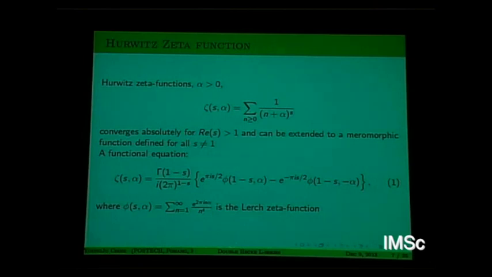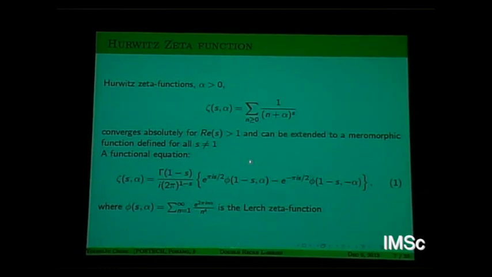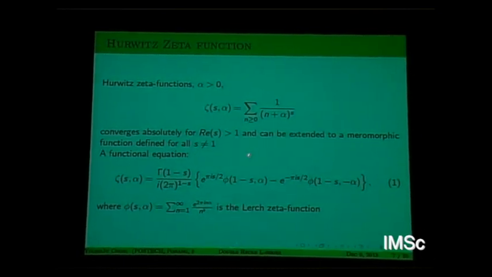So in order to answer such a question, we look at the Hurwitz zeta function. Namely, you fix alpha. Alpha can be complex, but today I will stick to the real variable. So alpha is real positive, then you will get this sum. This is the Hurwitz zeta function. We know that this converges absolutely for real part of s bigger than 1, and can be extended to a meromorphic function to the whole s plane except at s equal 1, where it has a pole.